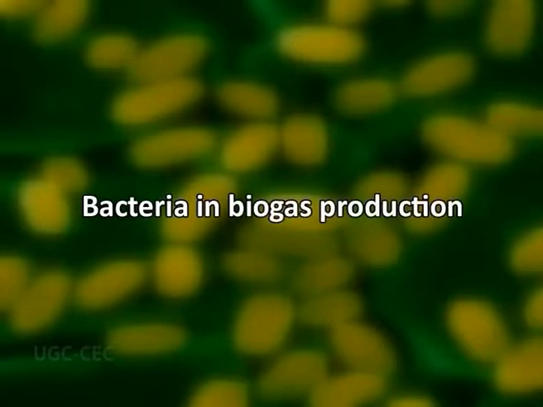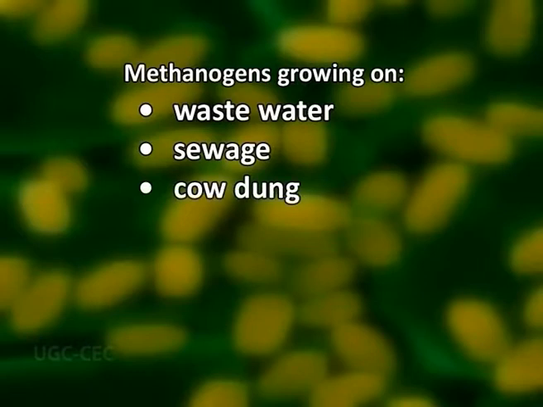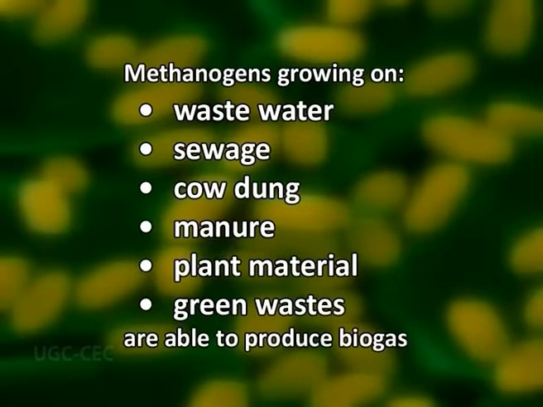Bacteria are also used in biogas production. Bacteria such as methanogens growing on wastewater, sewage, cow dung, manure, plant material, green wastes or other organic wastes in anoxic conditions are able to produce biogas which is rich in methane and carbon dioxide. This biogas is used for cooking and other purposes and acts as a renewable source of energy.